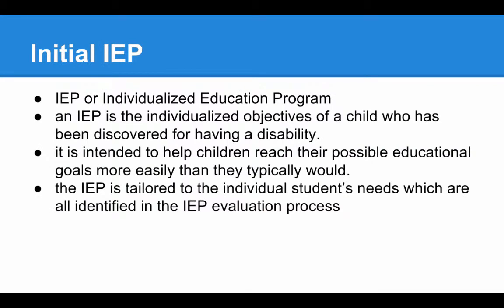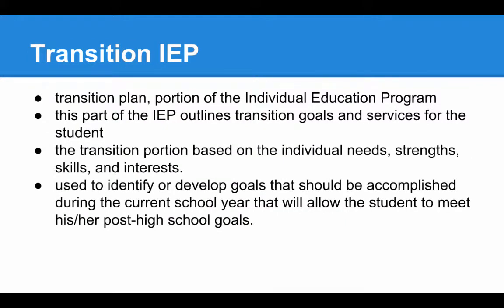The IEP, or Individualized Education Program, is an individualized set of objectives for a child who has been discovered to have a disability of some kind. It's intended to help the child reach their possible educational goals more easily, with accommodations and such, than they typically would. It is tailored to the individual student, hence individualized, their individual needs, which are all identified in the evaluation process itself.